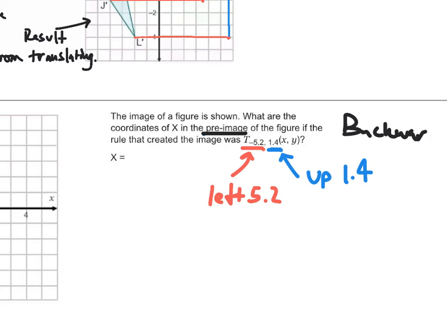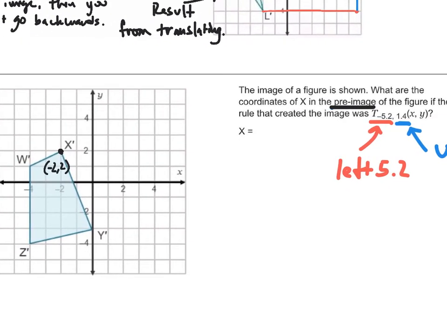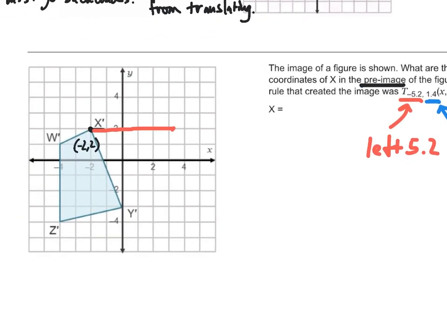All right, and so here's what I've got. The pre-image, so now let's do this. I want to go backwards, so I want to go right 5.2 units. So 1, 2, 3, 4, 5.2. Okay, and then since we went up 1.4, we want to go down 1.4 because we're going backwards. So 1.4, and that's going to be right here. So X is going to be over here.